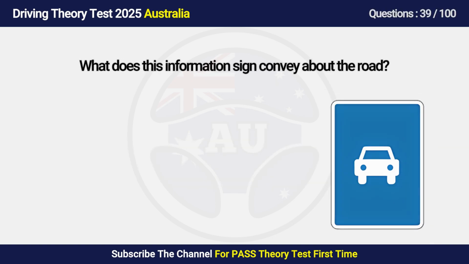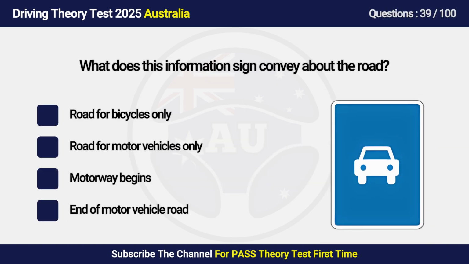Question 39. What does this information sign convey about the road? A. Road for bicycles only. B. Road for motor vehicles only. C. Motorway begins. D. End of motor vehicle road.